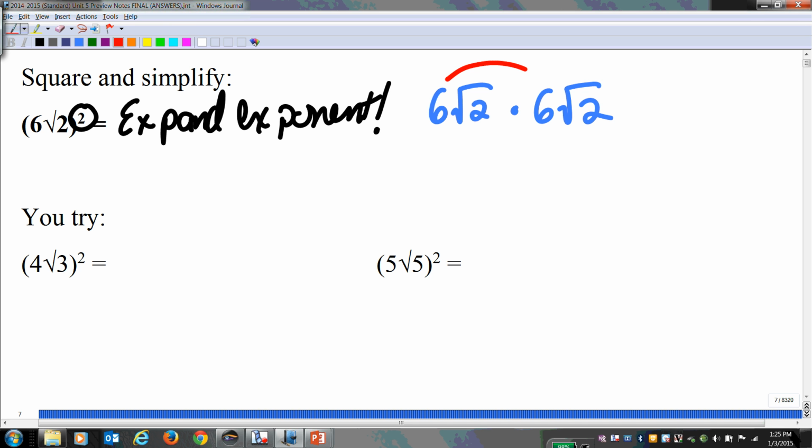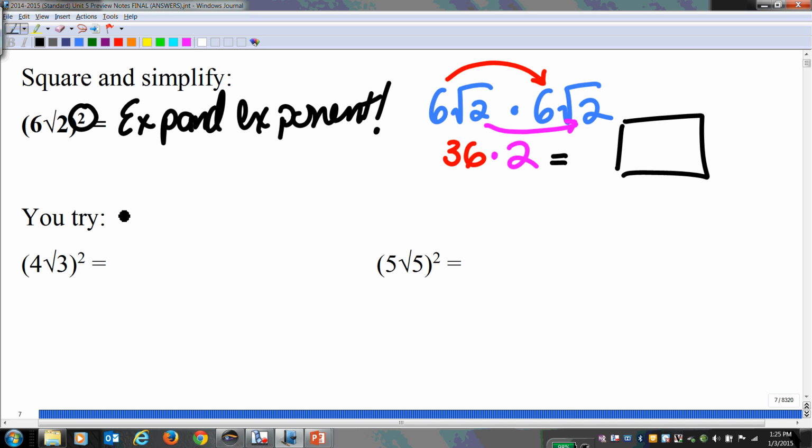Now we multiply our outies. 6 times 6 is 36. We multiply our innies. Root 2 times root 2 is 2. Then 36 times 2. You should be able to finish that one on your own without a calculator. Now, pause the video, do the U try, and restart.